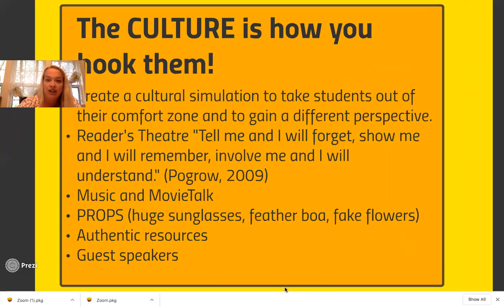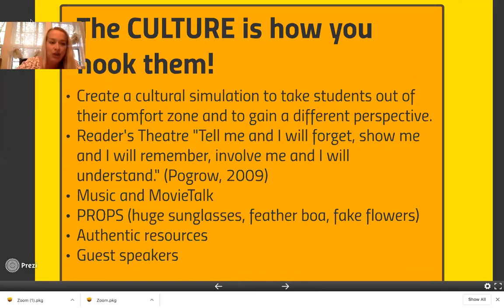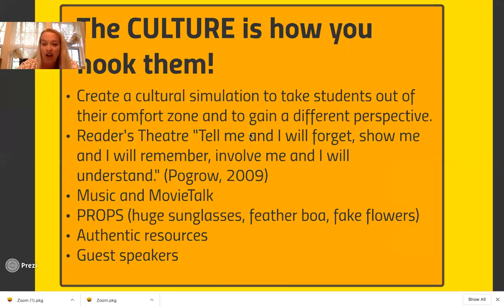So the culture is how you hook them. This is big. You want to find a book that's rich in culture, and you want to create a cultural simulation that takes your kids out of their comfort zone. In Oklahoma, a lot of my students have never left the state. So in order for them to gain perspective, which is really my goal, I have to create that cultural situation in my classroom so that they understand what it was like to be in the Spanish Civil War, or when you're in Argentina during the Dirty War and your friend says something negative about the government and the next day he's not there.